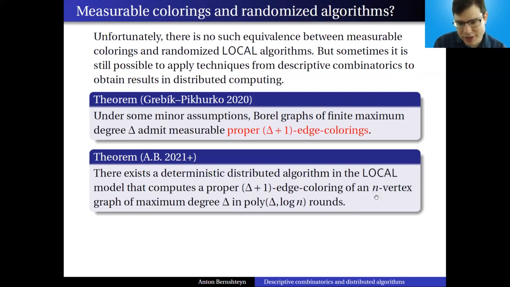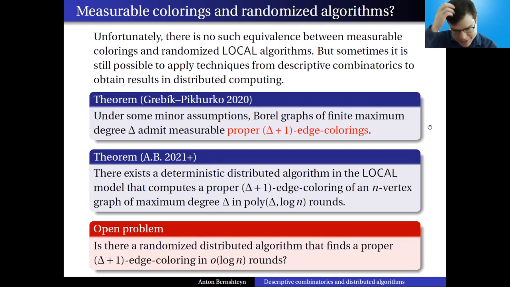And the point I'm trying to make is that although the proof of this theorem doesn't actually mention descriptive combinatorics explicitly, it uses some of the main tools that were developed by Grebík and Pikhurko in their proof of this measurable result. So somehow it seems that once you prove a measurable theorem, it is reasonable to conjecture that maybe the same technique can be used to get a distributed algorithm, maybe with some extra work. So maybe there is some more going on. Maybe there's some more fundamental connection between these two things that we haven't figured out yet.